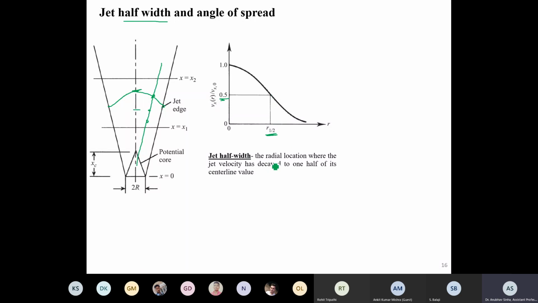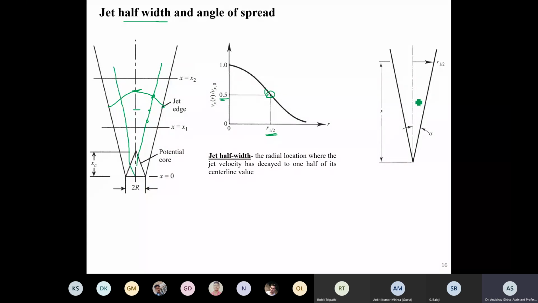So jet half width can be defined as the radial location where the jet velocity has decayed to half of its center line value. And if I make a line of all those half widths, this side and this side, this is how it is going to look. This is basically one parameter which defines how your jet is spreading. And if you define jet width like this, then this is the included angle, that is called alpha. So alpha can be calculated by taking tan inverse.